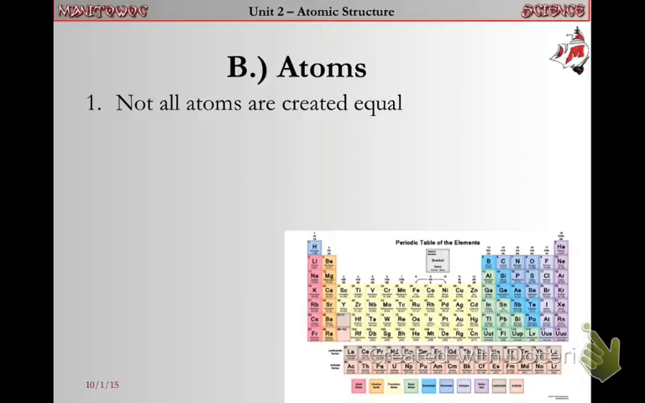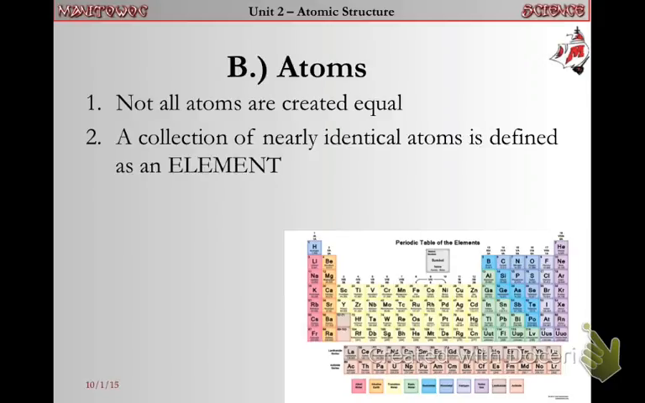Taking a look at the periodic table here on the bottom of the page, we have a bunch of different elements, and each one of those elements is made up of a different type or specific creation of an atom. We always say in chemistry that not all atoms are created equal, that a collection of nearly identical atoms, so atoms that almost look 100% alike, we call these things elements. And they're organized on the periodic table.